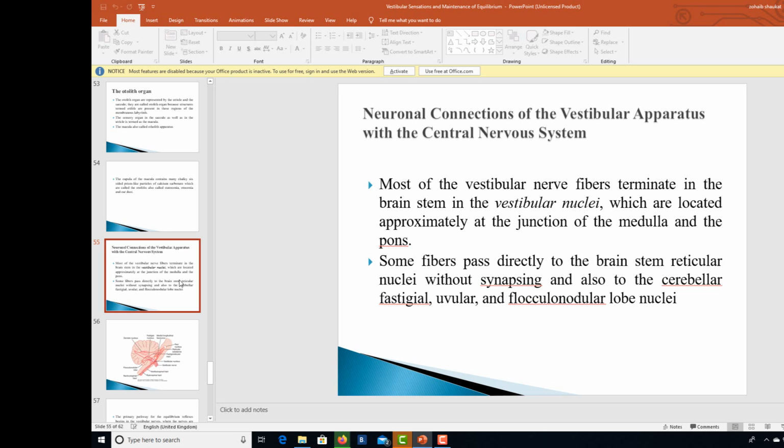Neuronal connections of the vestibular apparatus with that of the central nervous system. Most of the vestibular nerve fibers terminate in the brainstem in the vestibular nuclei, which are located approximately at the junction of medulla and pons. Some fibers pass directly to brainstem reticular nuclei without synapsing, and also to the cerebellar fastigial, uvular, and flocculonodular lobe nuclei.